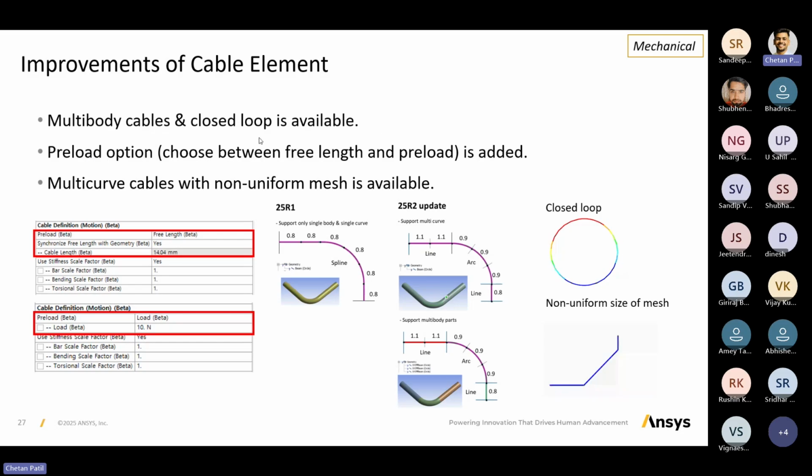So you can see how the closed loop of cable works, and how it makes use of non-uniform mesh size for the cable elements over here. In the previous version, the body, if you were considering it as a cable, was considered as one overall spline. But now, if you are considering a similar body for the simulation, you can divide the overall model into as many parts as you want. So you can define these divisions for your cables as well.